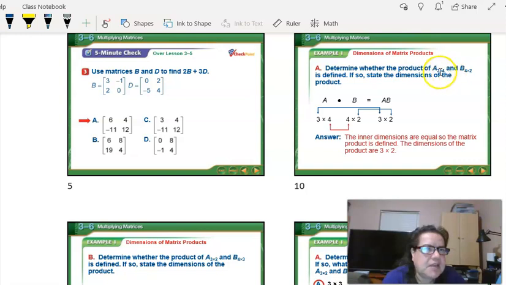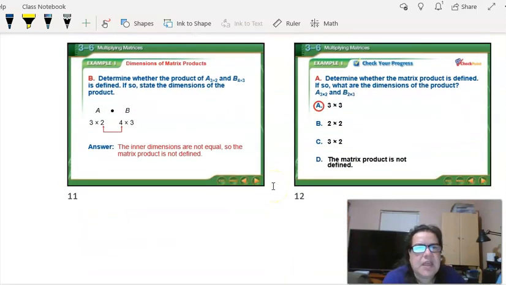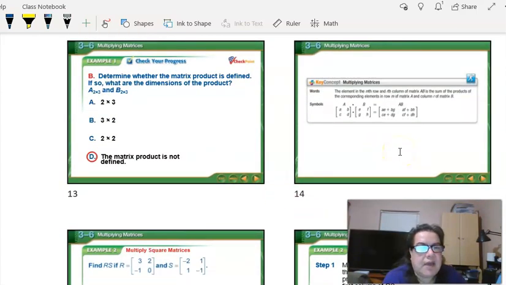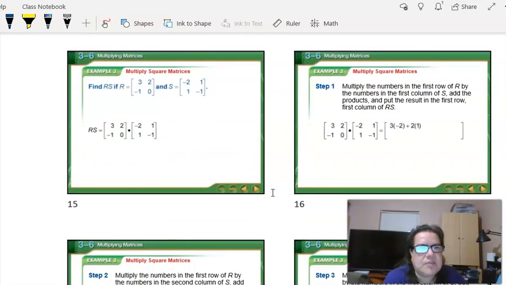If you'll notice here, the first one, matrix A, is a 3 by 4, and the second one is a 4 by 2. So the inner numbers are 4 and 4. So yes, I can multiply them, and my answer is going to be a 3 by 2. Let's continue looking at different problems. Remember, I also mentioned the rule for how you multiply them. That is in your notes, and we'll be looking at it in just a bit.